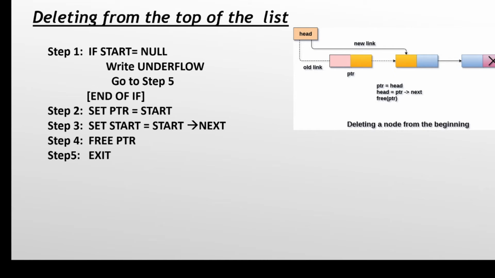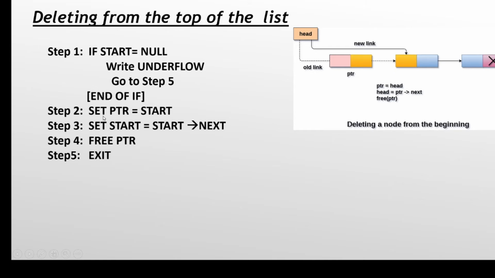Here we can see the algorithm used for deleting from the top of the list. In step 1 we can see that if start equals null, write underflow. That is, head is pointing to null and there is not any node in the list. So go to step 5, that is exit.